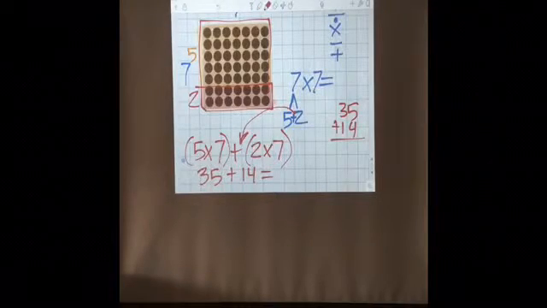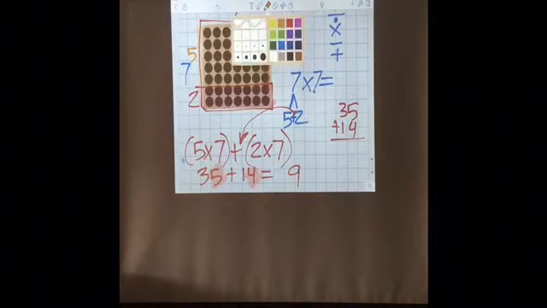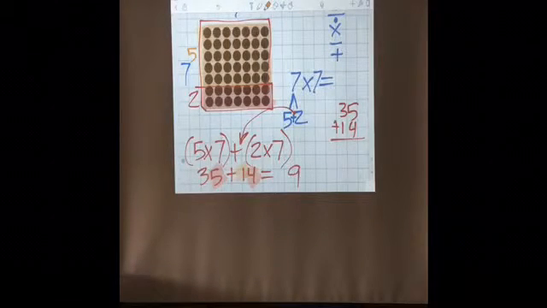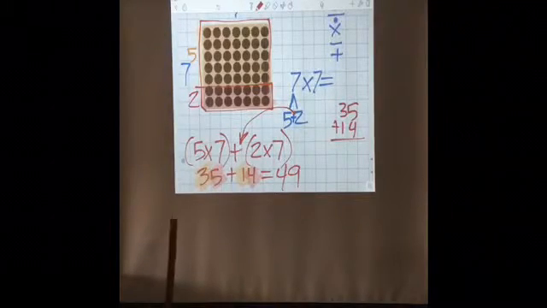Or we could do it horizontally. If we say 4 plus 5, what is that? 9. And that goes in what place value? Ones, nice. I'm going to change this color. Okay, and then we're going to add the 1 and the 3, and that's going to make 4. So our answer is 49.